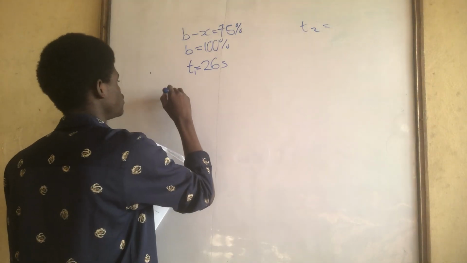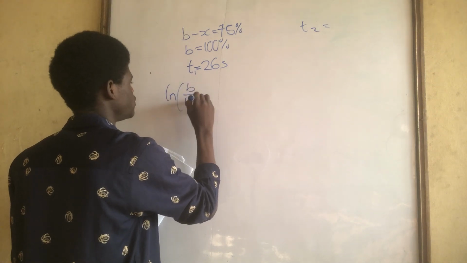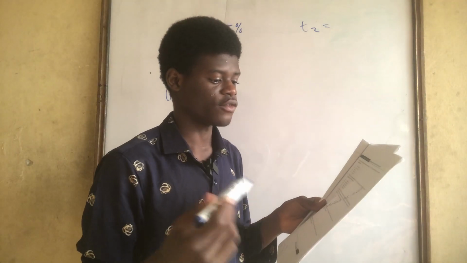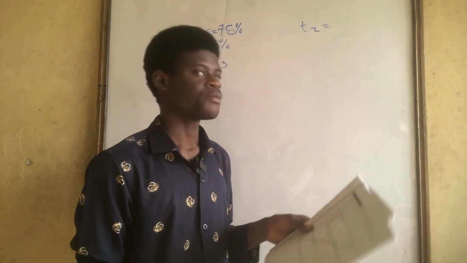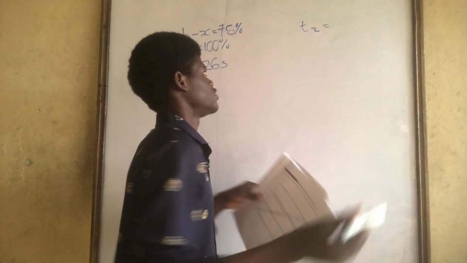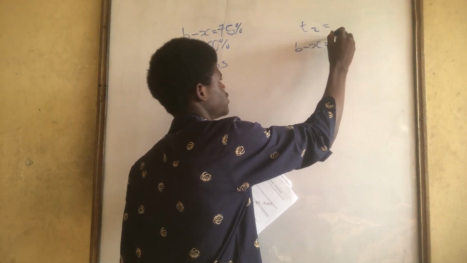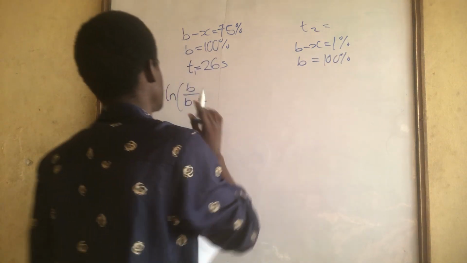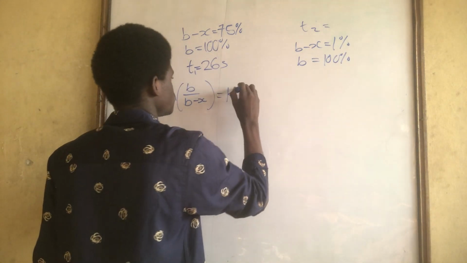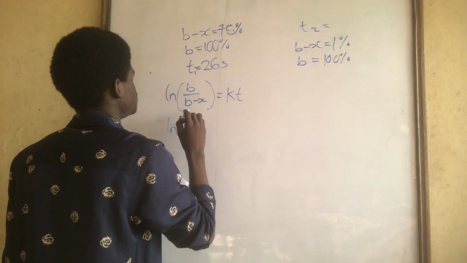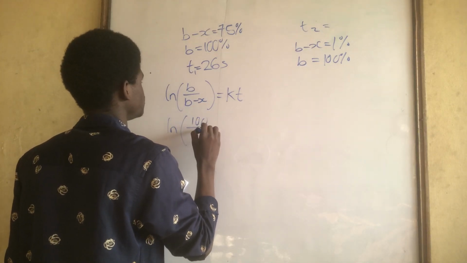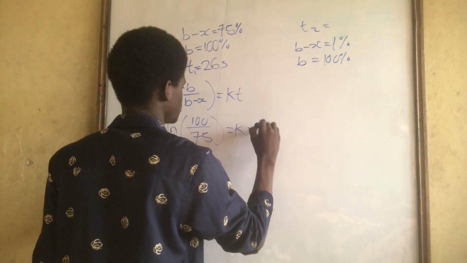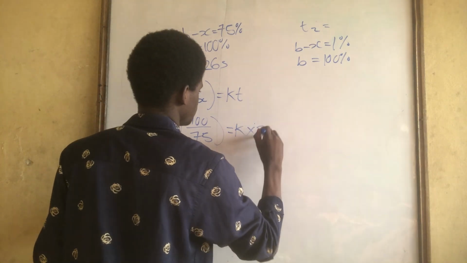So finding the rate constant, we use our formula. Let me complete the data of the second scenario. They said how much longer would one have to wait in order to obtain 99% conversion. So to get 99% conversion, the final concentration will be 1%, right? Initial concentration is always 100%. So let's find the rate constant. B is 100, B minus X is 75, K is our rate constant, and time is 26 seconds.